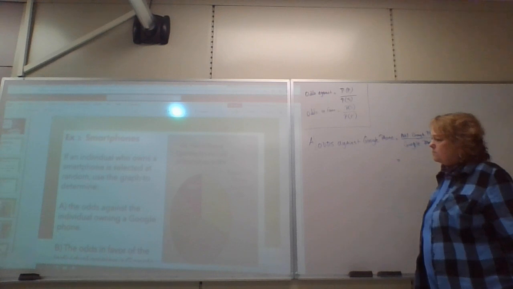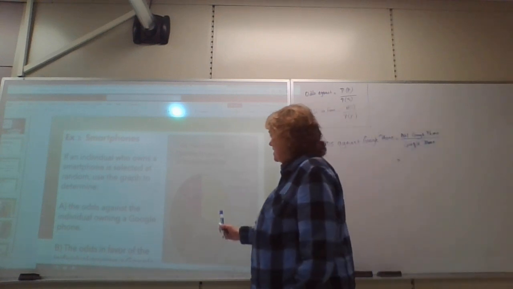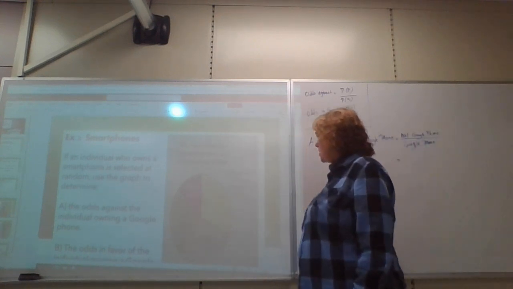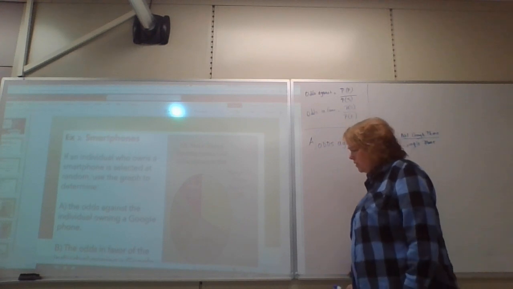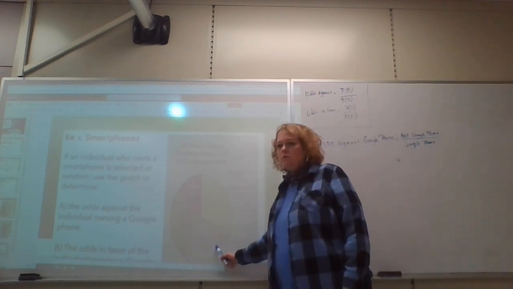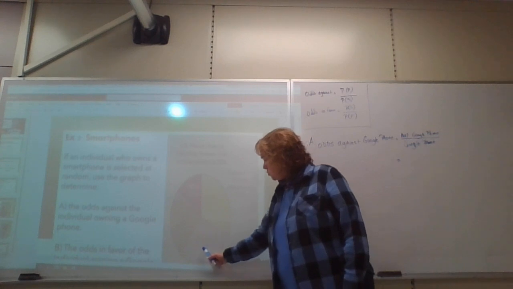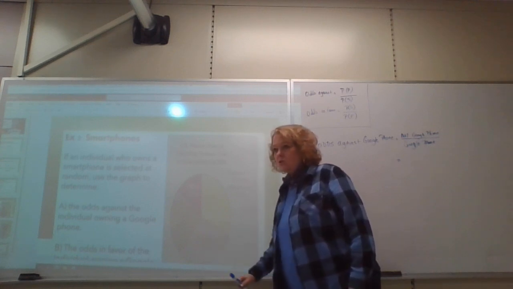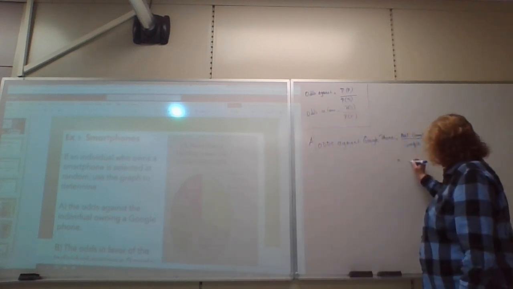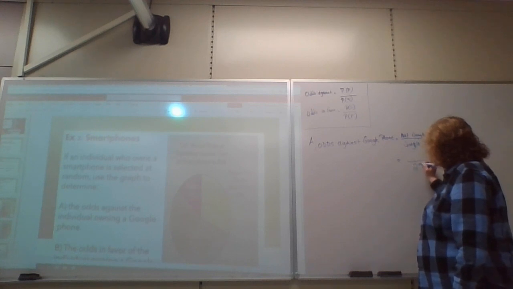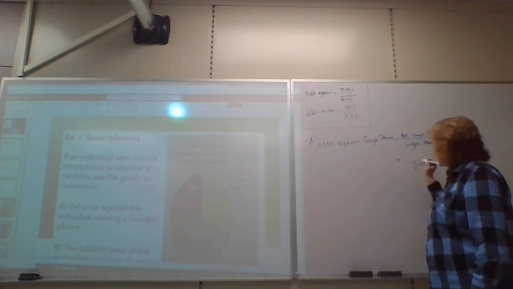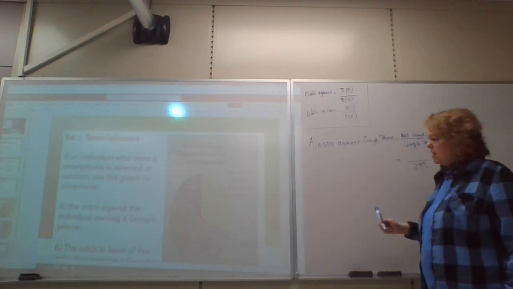Okay, now let's look at the odds against. First of all, I'm going to look at the odds. You guys see this right down here, this says Google, and it's supposed to say 29%. If this is 29%, what do you think the not Google phones are? That's everything else.